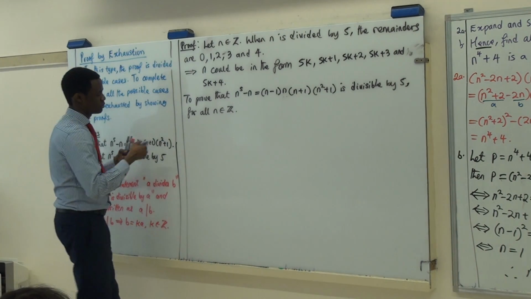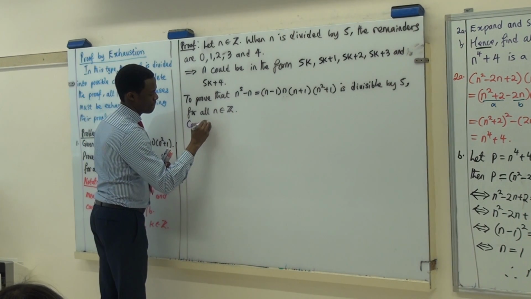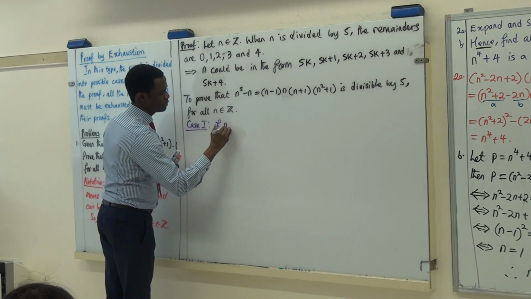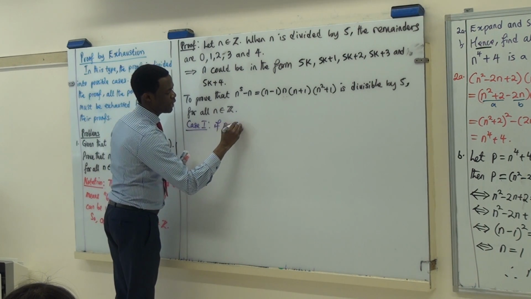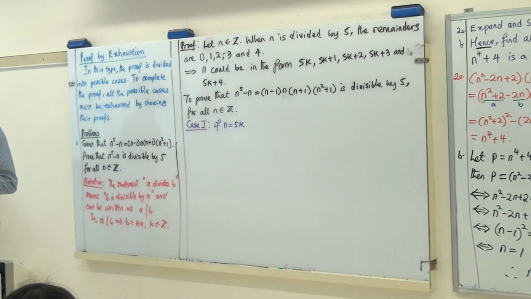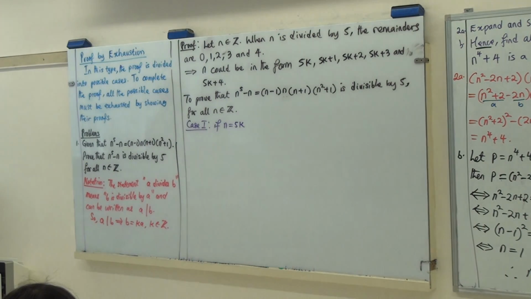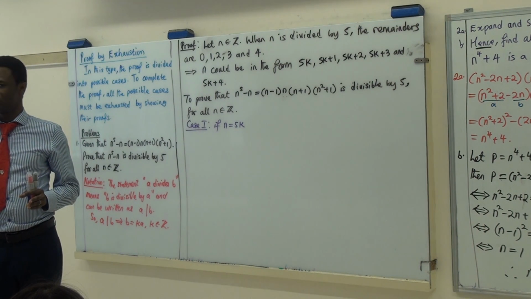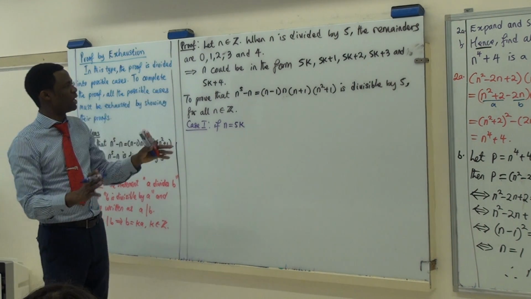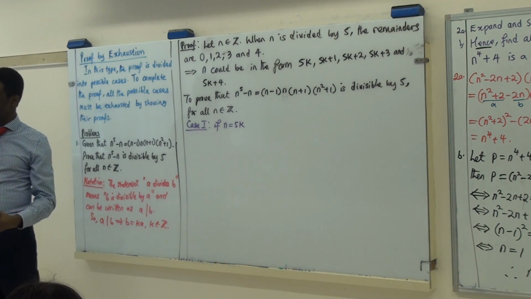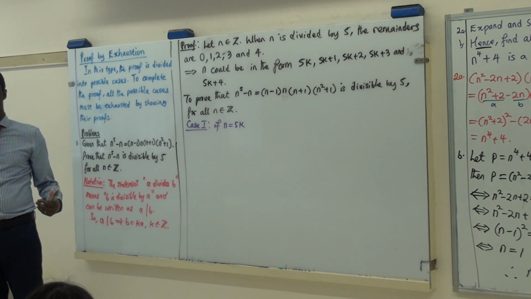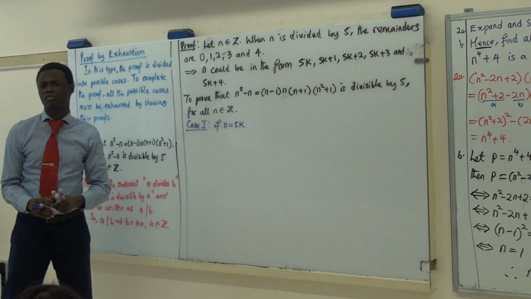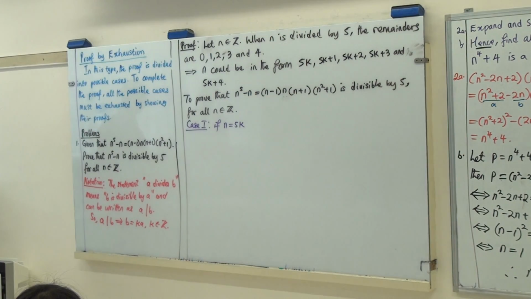We consider possibilities. So I can call them cases now. Case 1: if n is in the form 5k. Because we have said that any number divisible by 5 will take some forms. Because the problem is about being divided by 5, that's why we consider numbers divided by 5. What happens? So if n is of this form, can you tell me how that proves that the above is divisible by 5?